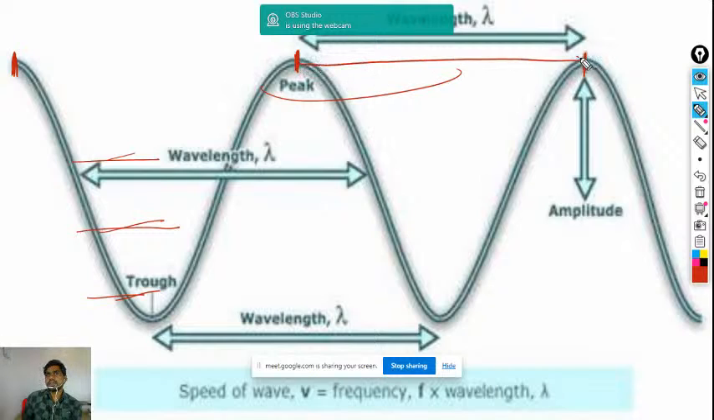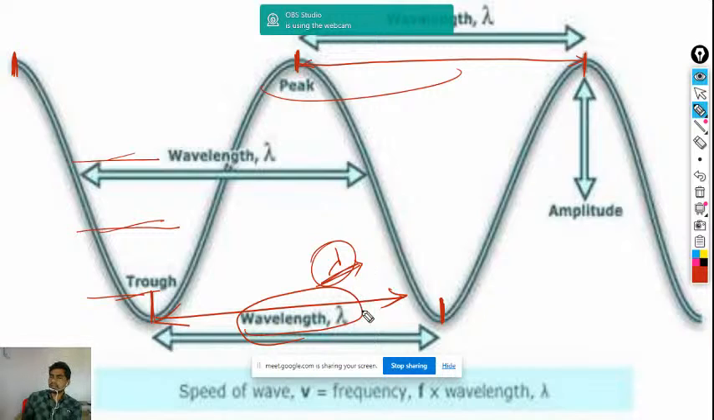So the distance between the two peaks, the two highest points, or the distance between two troughs, the lowest points, is said to be wavelength. If it is a longer wave, if the wavelength is more, this gap will be more. That is called wavelength, indicated by lambda. Wavelength is a description unit for electromagnetic radiation.